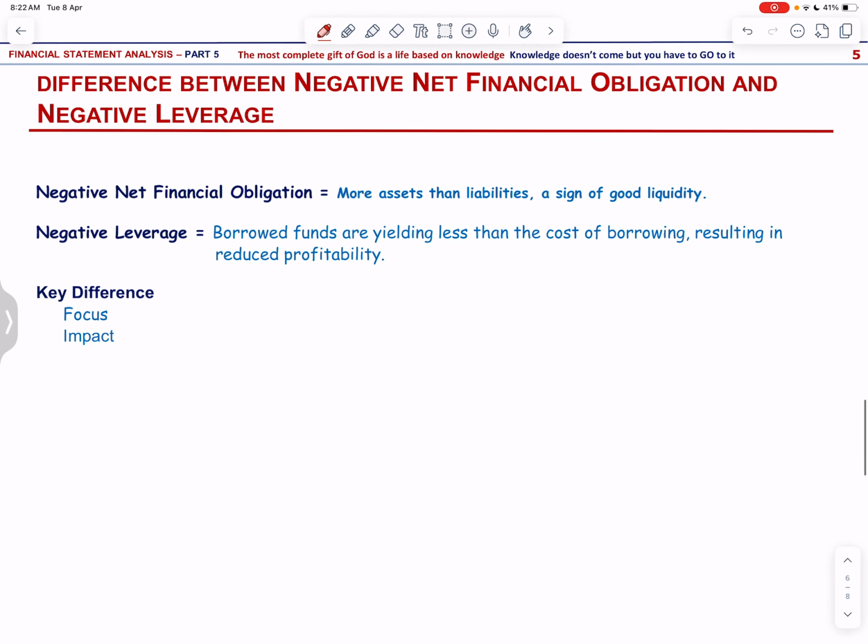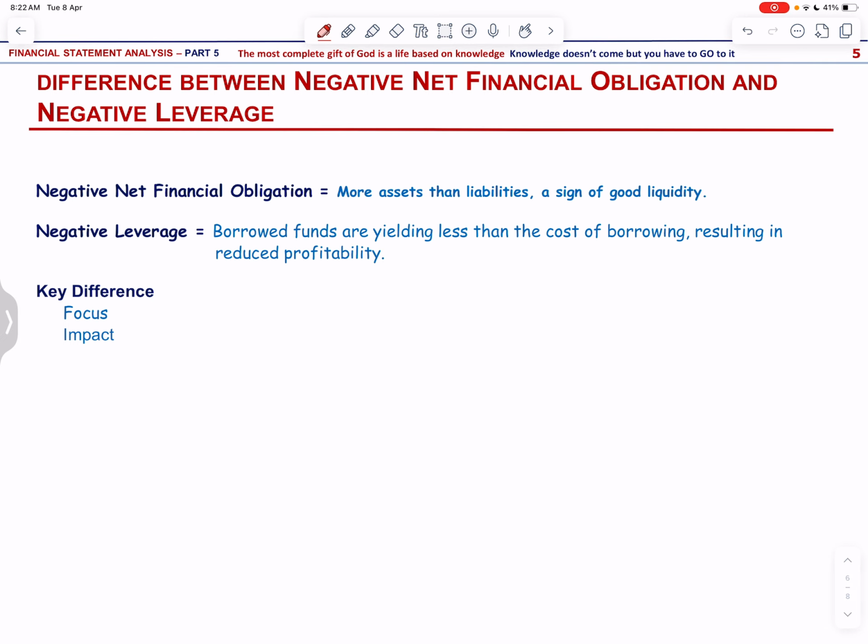Finally, let us talk about the difference between negative net financial obligations and negative leverage. So, definitely there is a difference between negative net financial obligations and negative leverage. Even though both the terms deal with financial obligations and leverage, they describe different aspects of financial performance and risk.